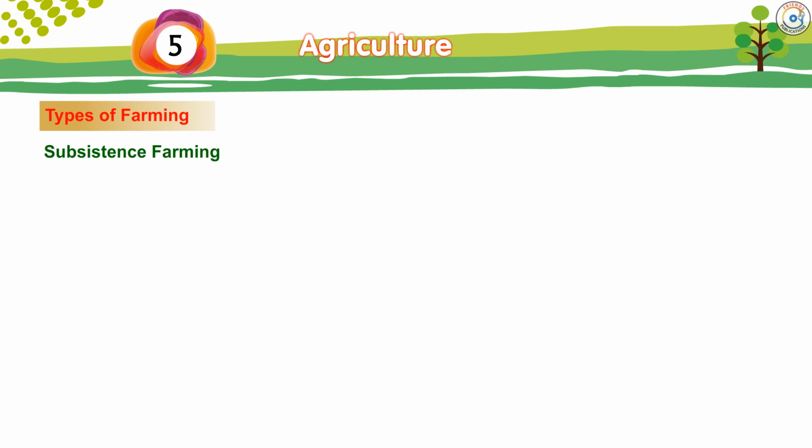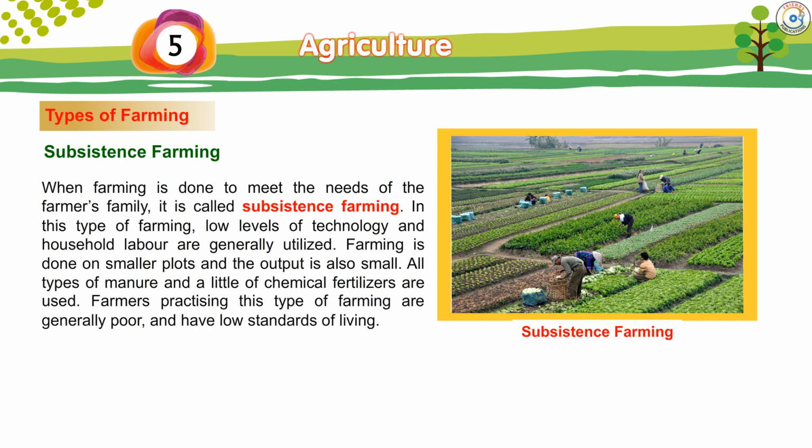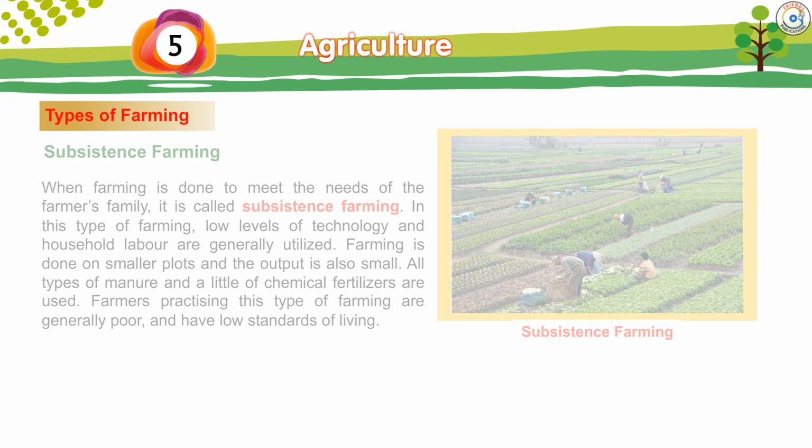Subsistence farming. When farming is done to meet the needs of the farmer's family, it is called subsistence farming. In this type of farming, low technology and household labor are generally utilized. Farming is done on smaller plots and output is also small. All types of manure and a little of chemical fertilizers are used. Farmers practicing this type of farming are generally poor and have low standards of living.